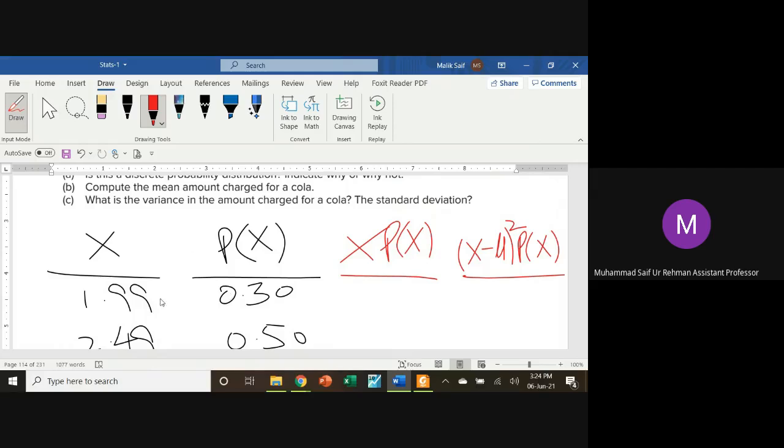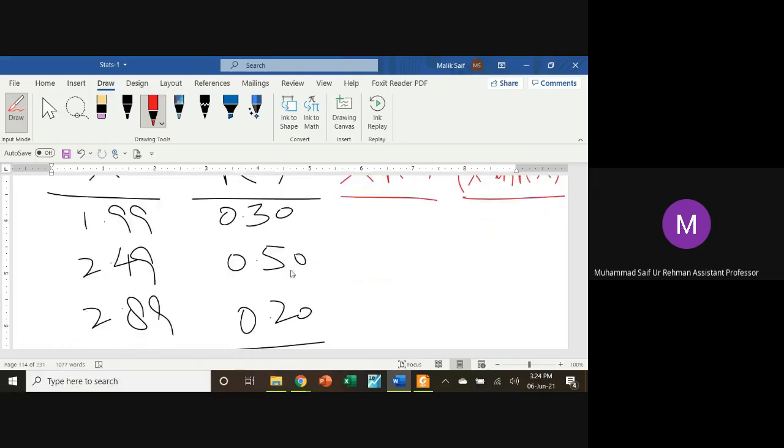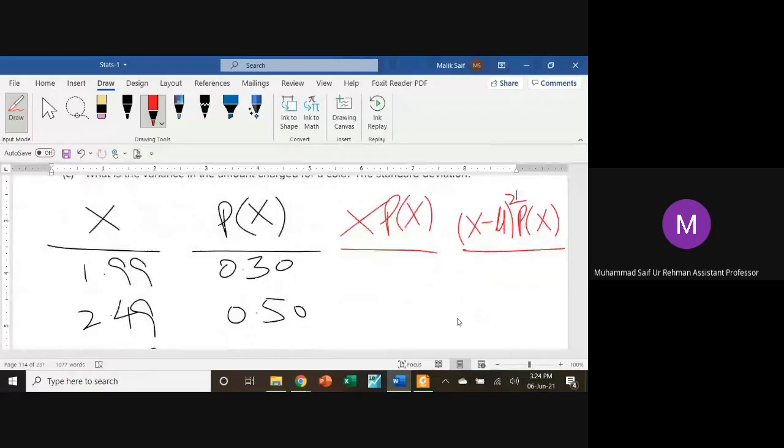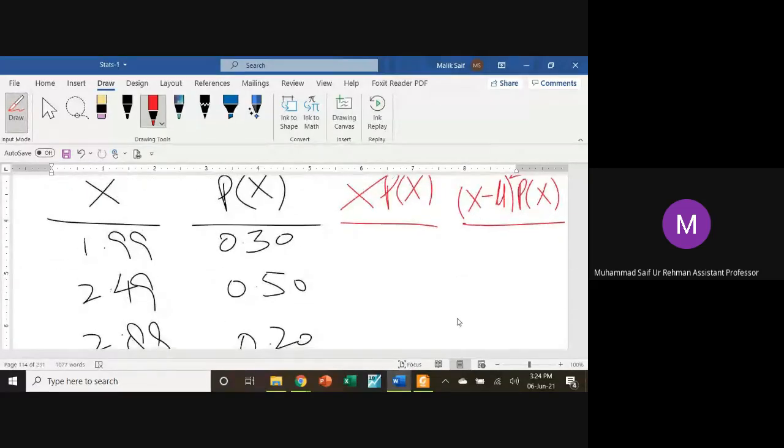Now simply multiply these terms. If you have a calculator with you, we can solve it. Otherwise, we will move to the next question. If the idea is clear, then we may move onward.